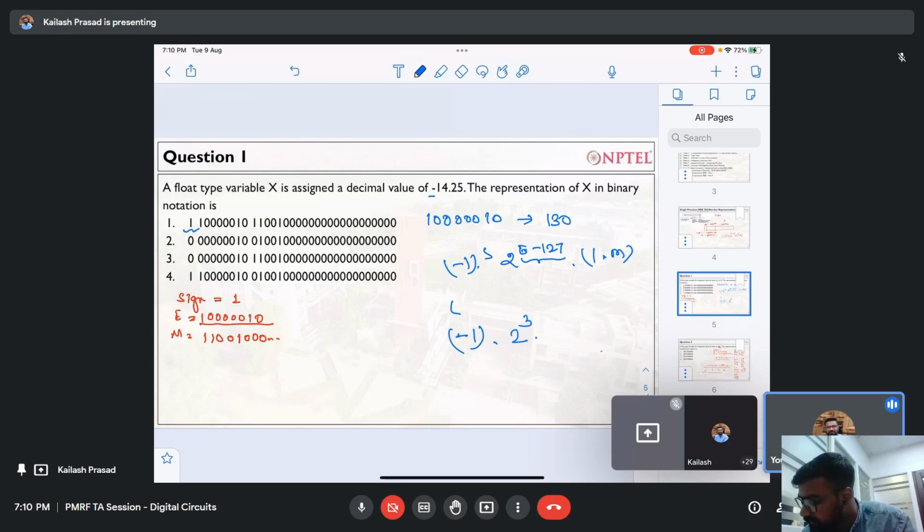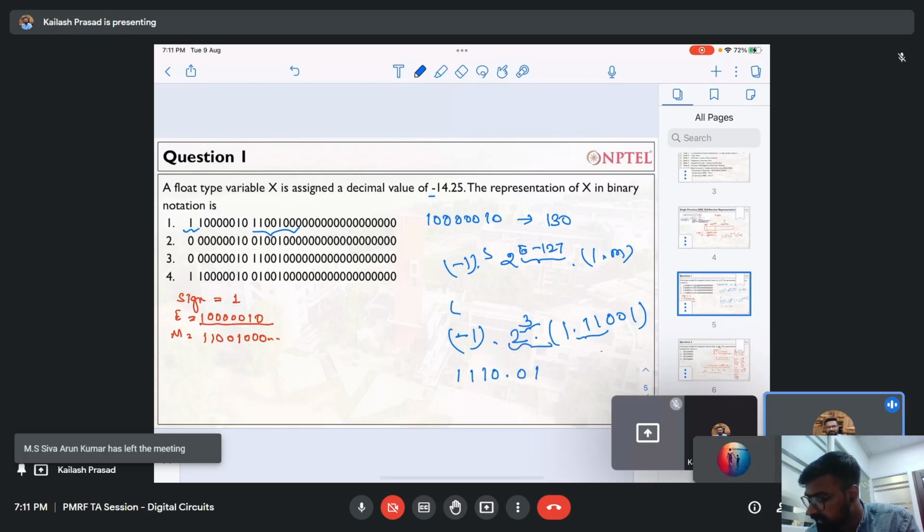Then the number which I have is 1 point, this is the mantissa part, 11001, and then all are 0. Please note here it is 2 to the power 3, so I can go left 3 decimal places, or I can go right 3 decimal places. So I can write it like this: 1110.01, and again it is minus 1, so it is negative.